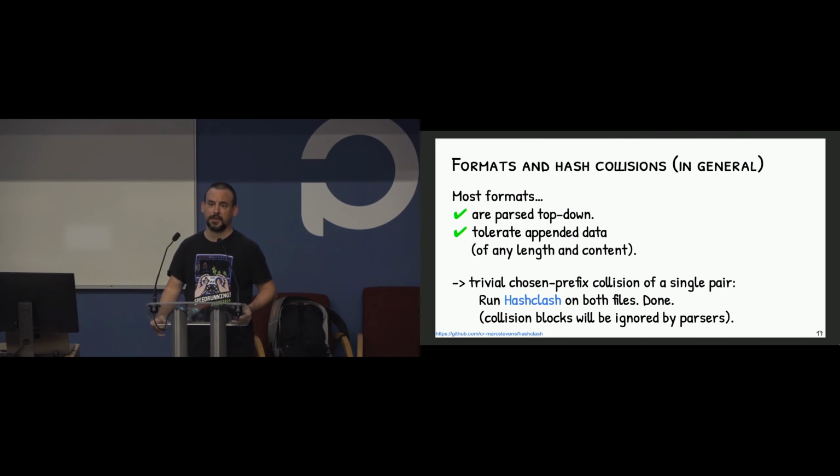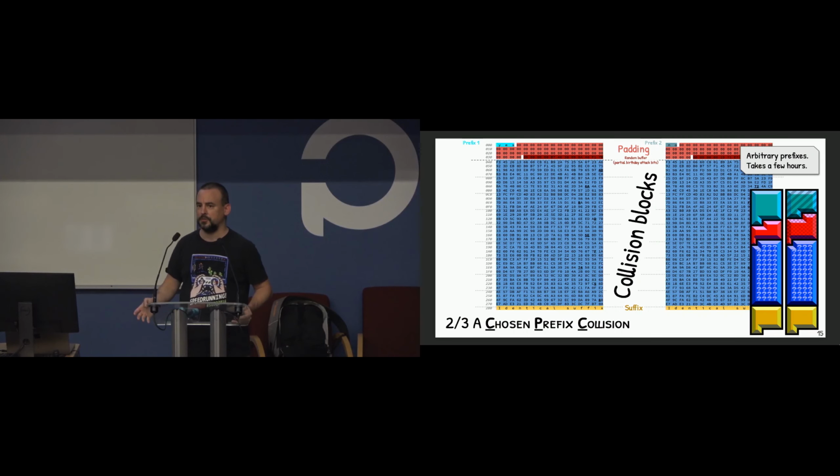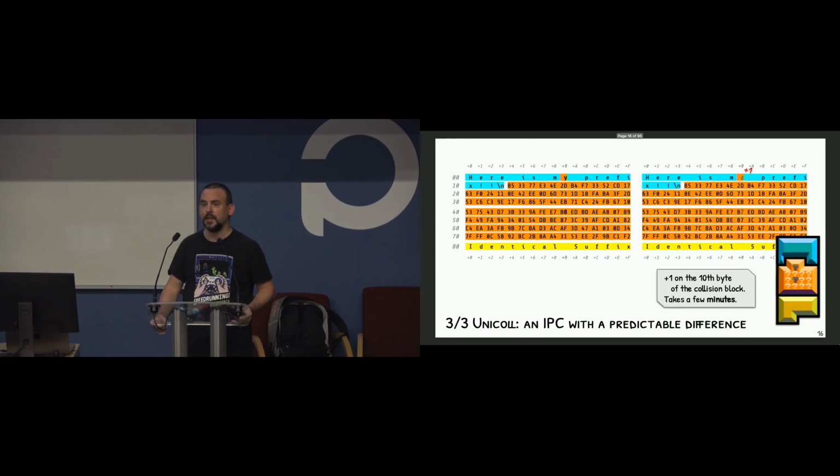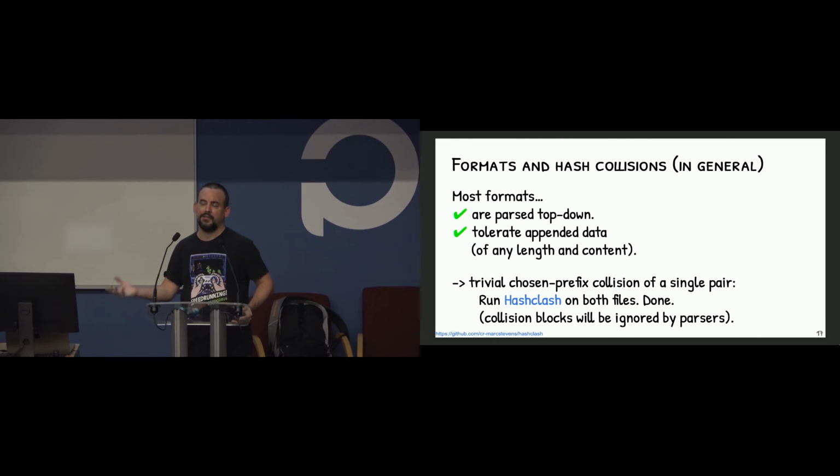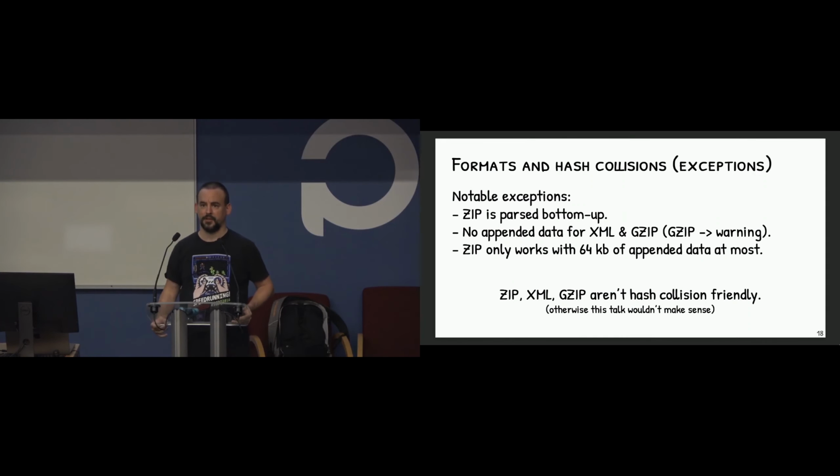And exploitability, of course. So typically, most formats are parsed top-down, and they tolerate appended data. So exploiting them for two files only is trivial. You just take two files, you run the chosen prefix collision, the collision blocks will be appended, and the two files after these blocks will magically have the same hash value. Okay, but this is in the case of top-down, where everything at the bottom of the file is basically not important and just used to make the two files have the same hash. In the case of zip, it is actually parsed the other way around, and XML doesn't tolerate any appended data. Gzip will trigger a warning, and zip also: if the difference in the two files is too big, then the parser will not be able to locate the bottom-up structure, and therefore one of the two files will be invalid. So basically, these formats, again, are not hash collision friendly, which is why I thought this would be impossible initially.